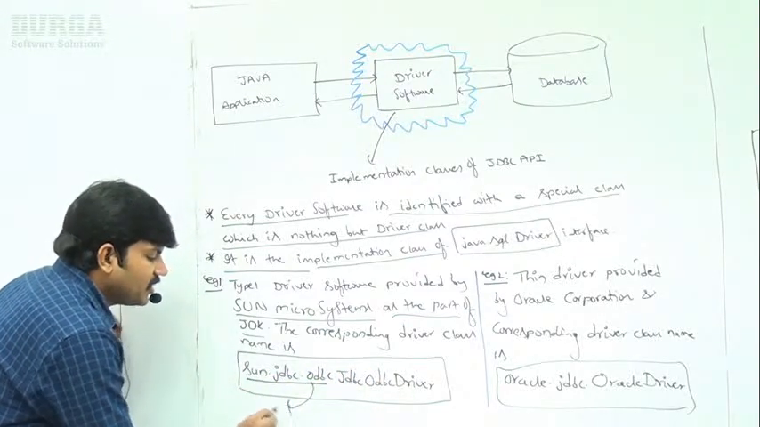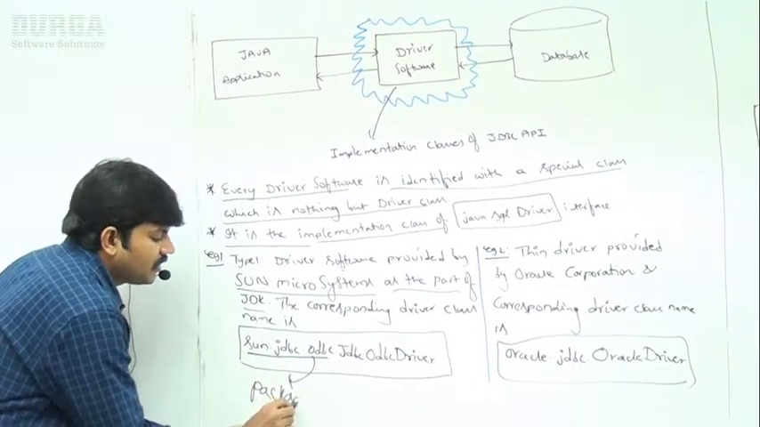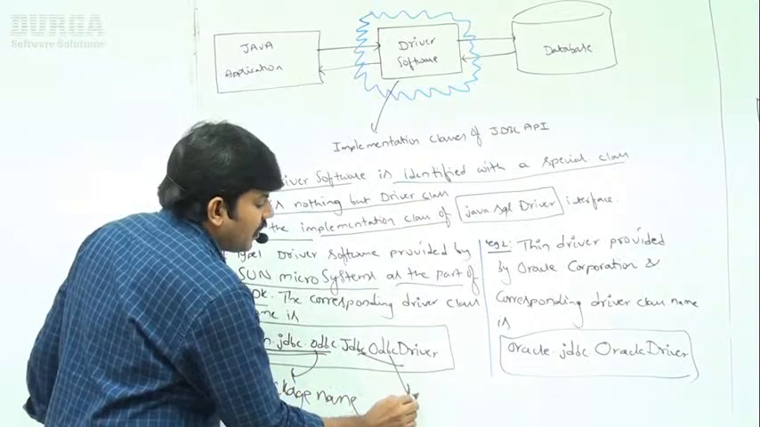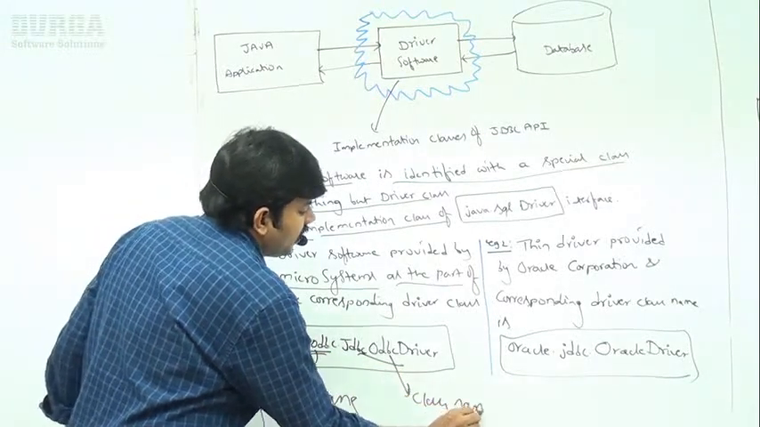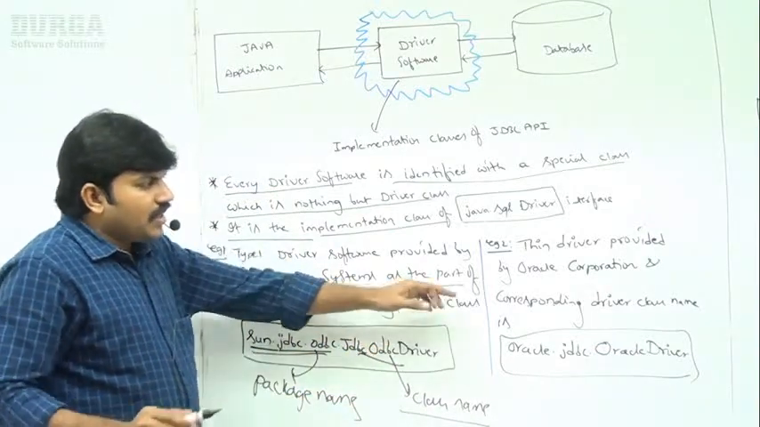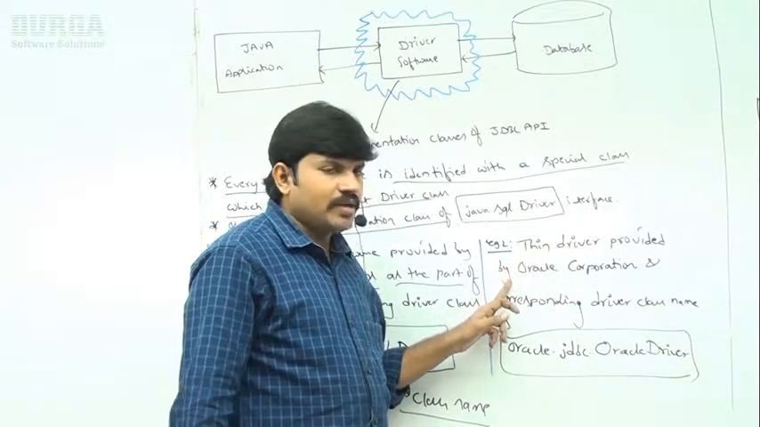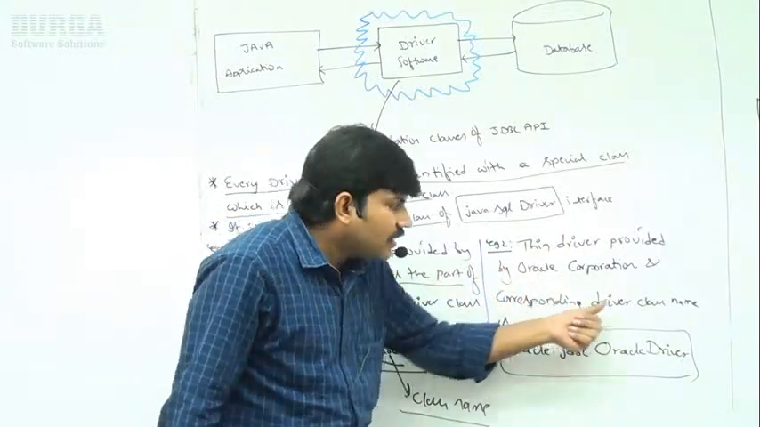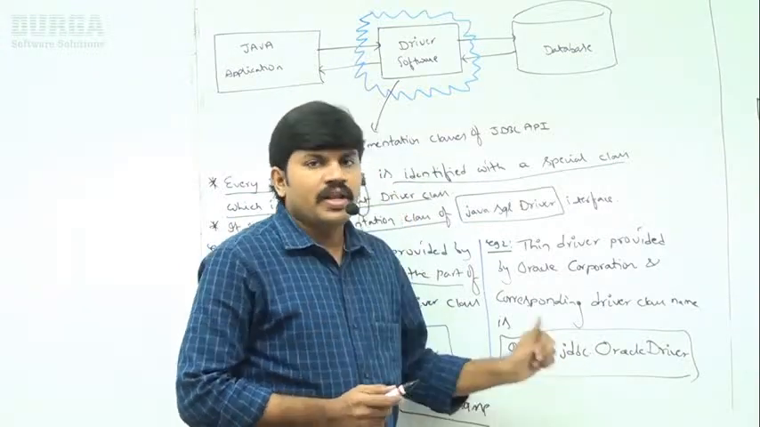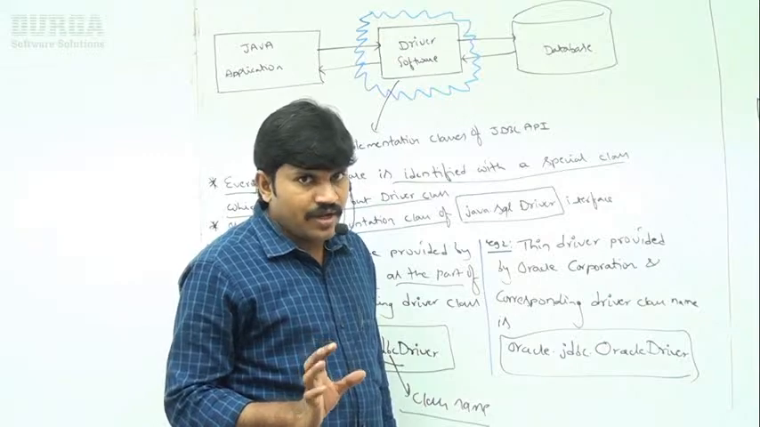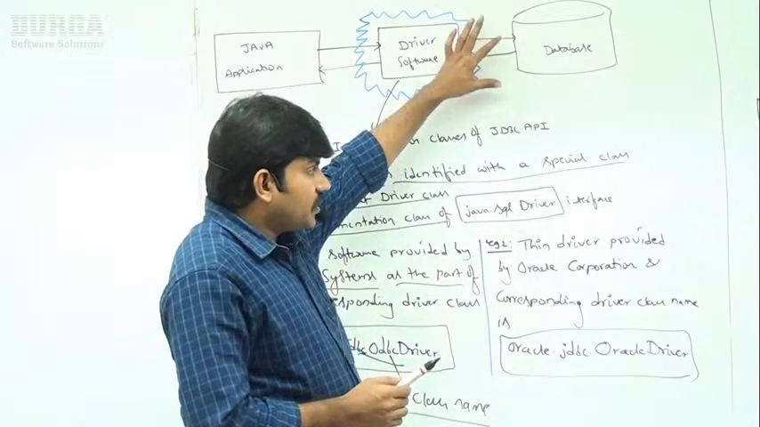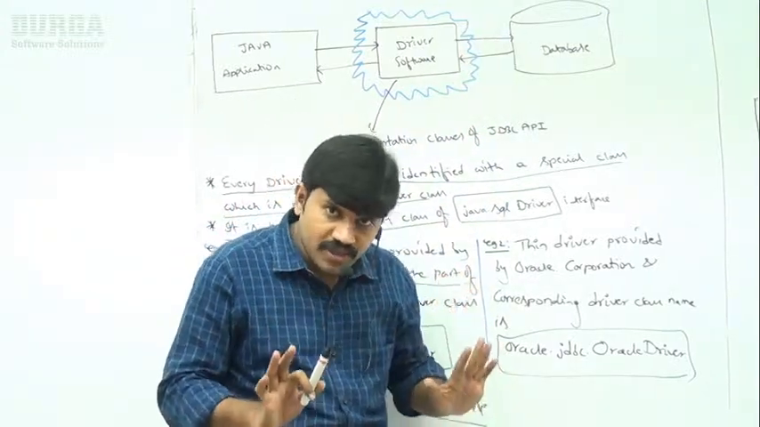This is the package name, sun.jdbc.odbc, and this one is the class name. Remember this: JdbcOdbcDriver is the class name. Similarly, the thin driver is provided by Oracle Corporation, and the corresponding driver class name is oracle.jdbc.OracleDriver. Everyone can understand, right? This is what you should be clearly aware of: what is the driver software and what is the driver class.